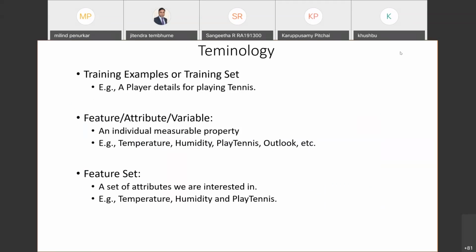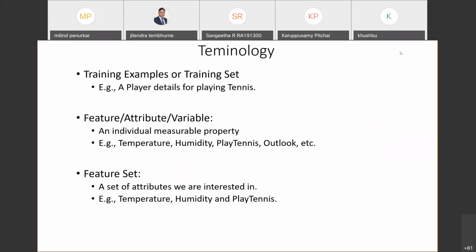Training examples, or training set, or data instance, is also called an example set that is given to us. So for example, we have a data set for playing tennis and we would like to know whether a particular player on a particular day, let's say on Saturday or Sunday, would be able to play tennis or not, depending on the different conditions that are offered.